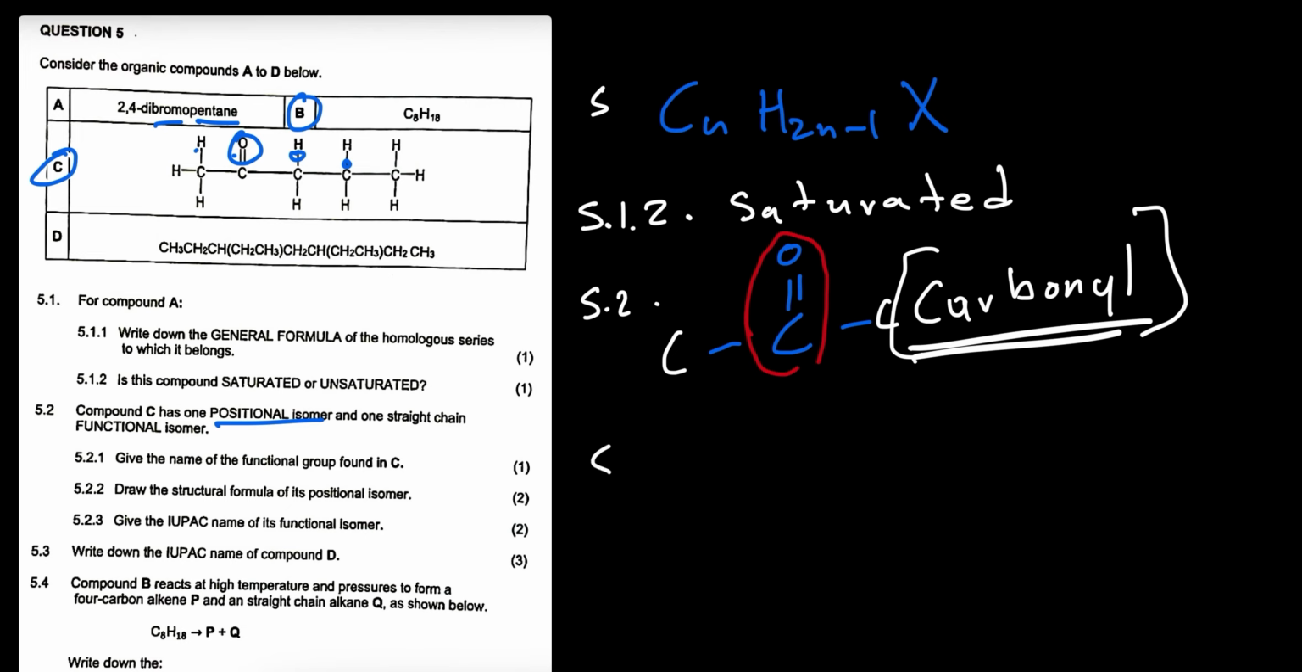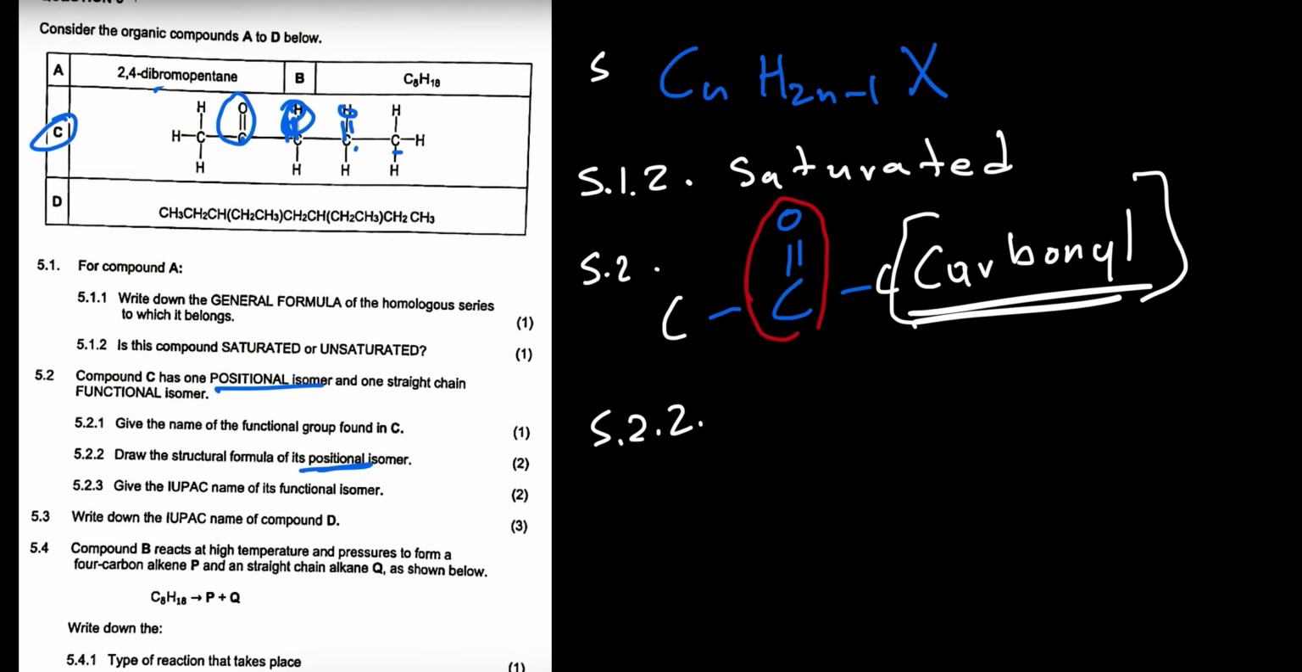So now, as we move on to 5.2.2, they say we should draw the structural formula of the positional isomer. The positional isomer of this is just going to move to the middle part here. It's only going to move to the middle part, because if it moves to that part here, it's still going to be the same, because your chain will have to start on this side. So it will still be on position number 2. So the positional isomer should only be when we have the double bond in the middle.